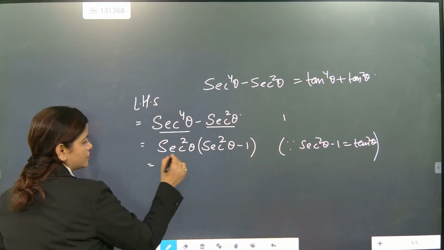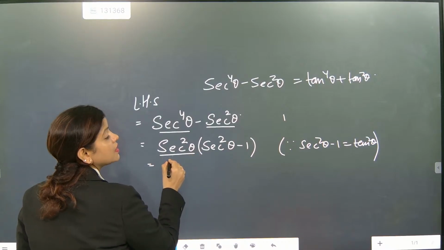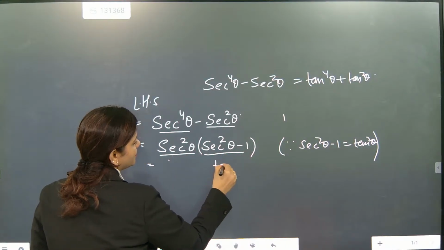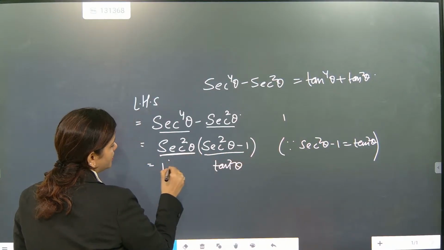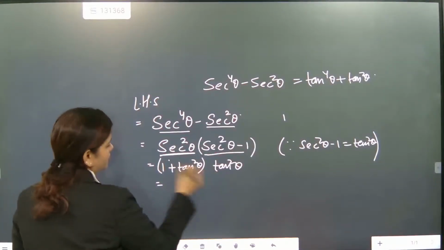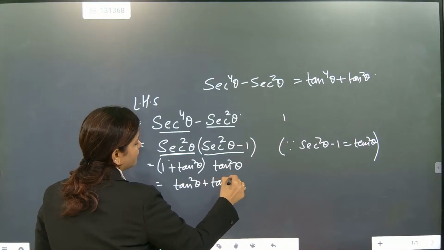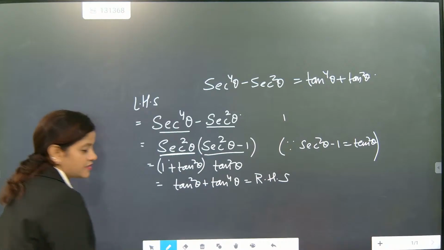Now, secant square theta minus 1 is equal to tan square theta. We are going to use this identity. Here, secant square theta minus 1 will directly become tan square theta, and the other part will become 1 plus tan square theta. Multiply, and it will become tan square theta plus tan 4 theta, which equals the RHS. Proved. I rest my case. Understood?